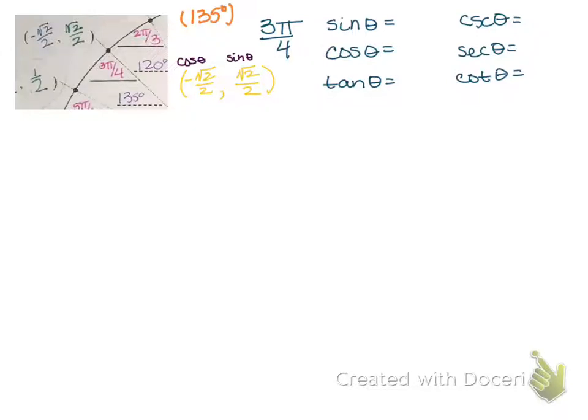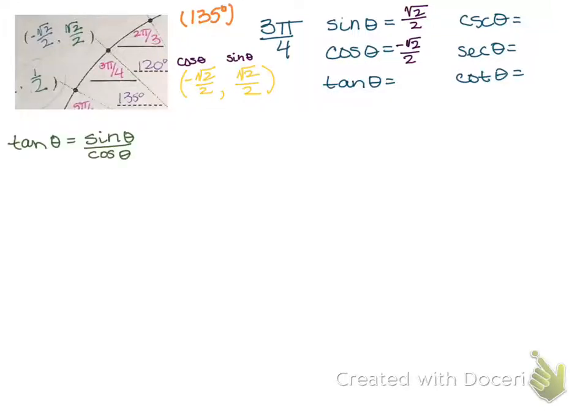Alright, to find the 6 trig functions, first one we're looking for is sine, which we have right here. We don't need to calculate anything. It's the square root of 2 over 2. Cosine, same thing. We don't need to calculate anything. It's negative square root of 2 over 2.